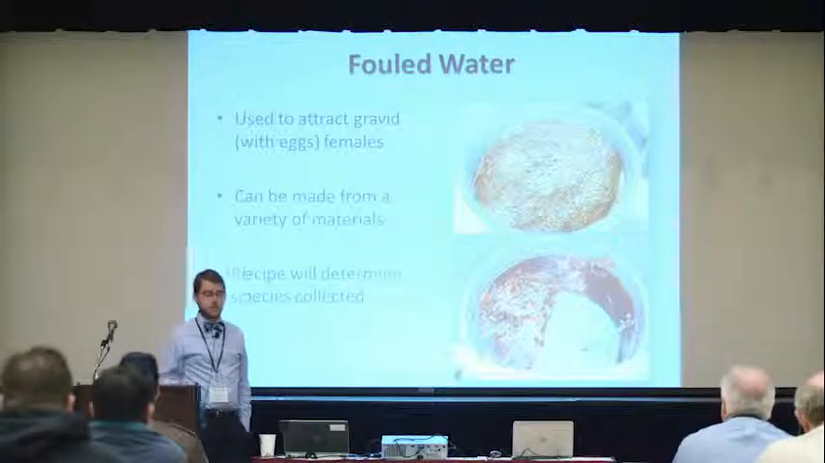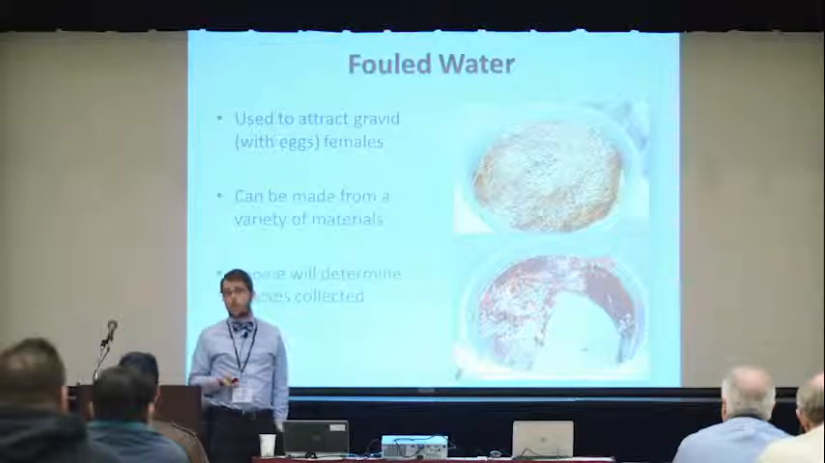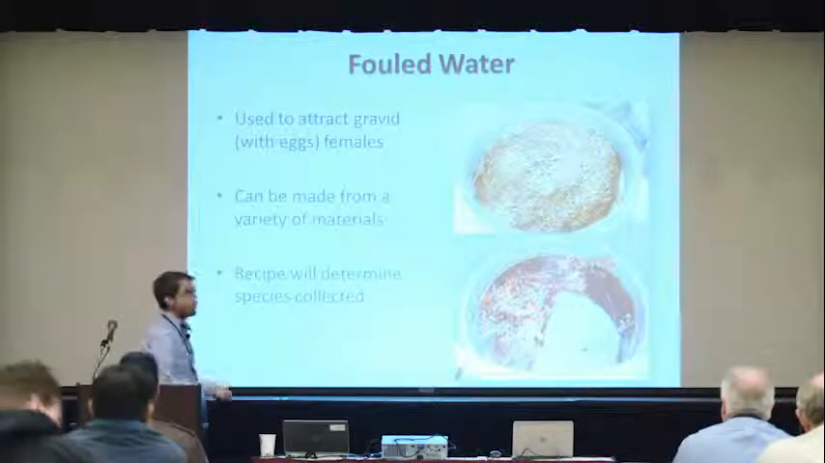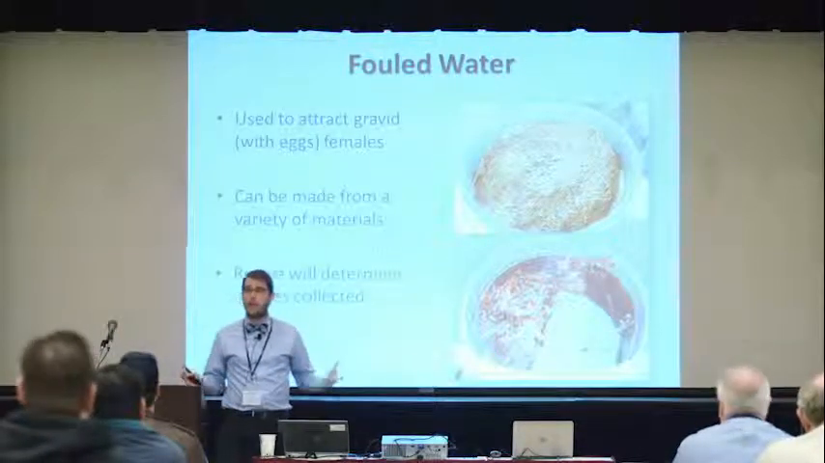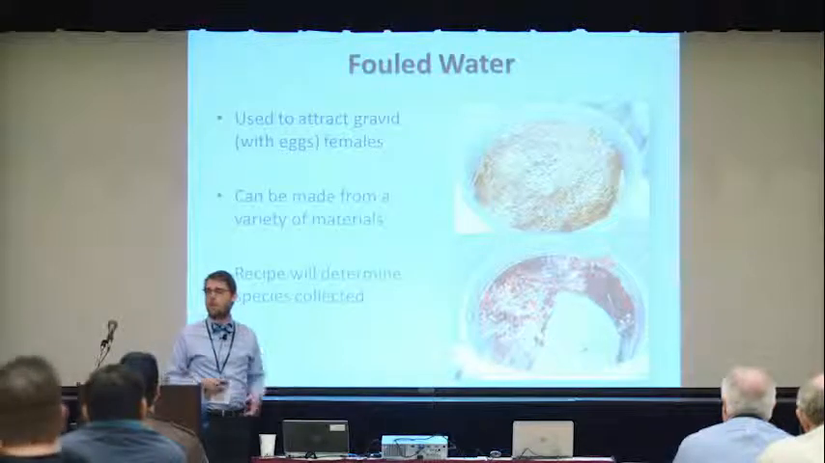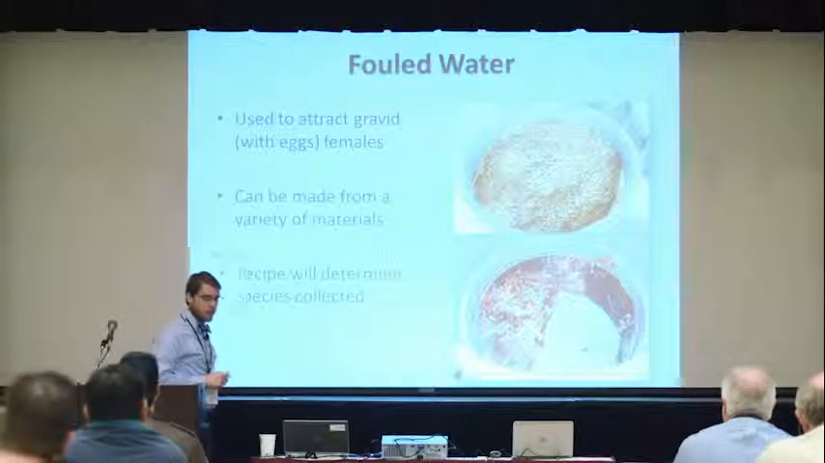So you can make your water from a variety of materials. Your recipe will determine what you collect generally. This down here is what we call a deciduous tea, which are oak leaves and things that we put into water for our Aedes attractants, just to kind of flavor the water a little more. It makes everyone feel better, and it does collect marginally better.